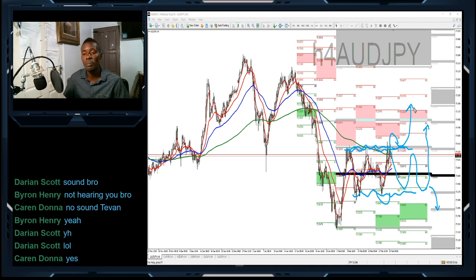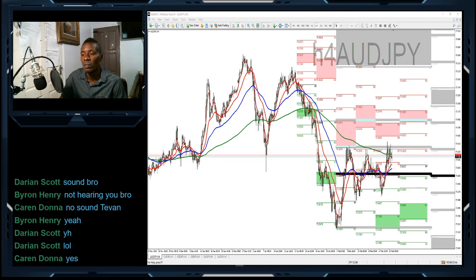Same price. Nevertheless, same price. So let's get on to something else. This is a yen asset.